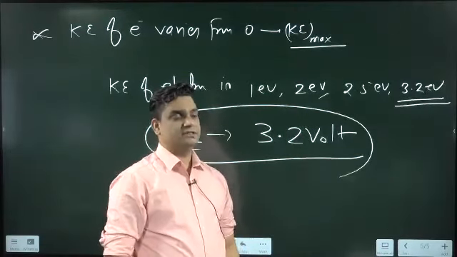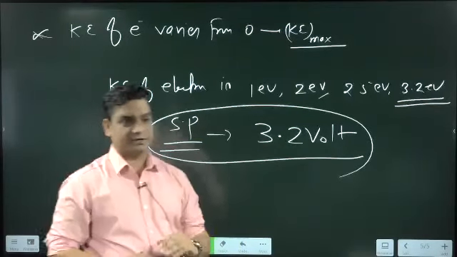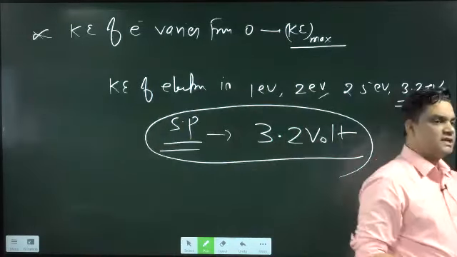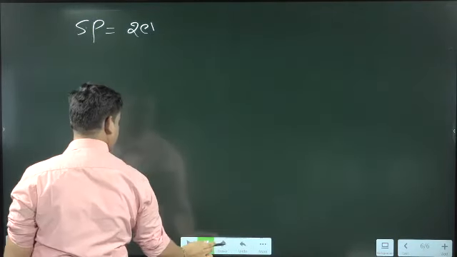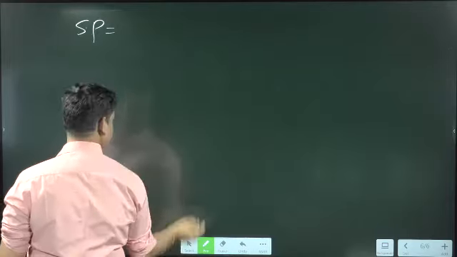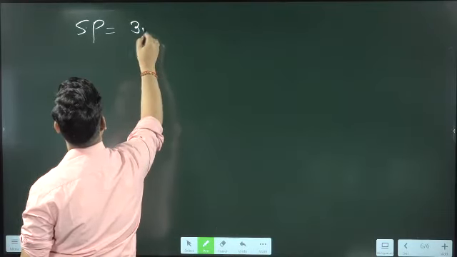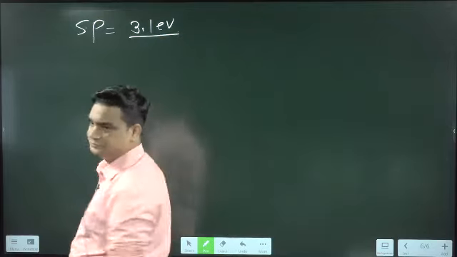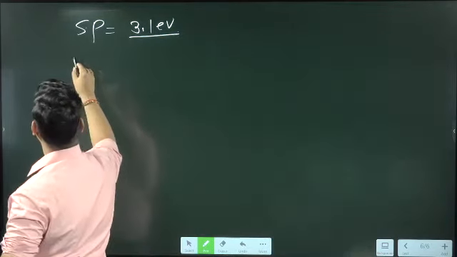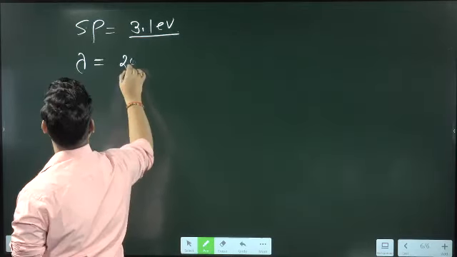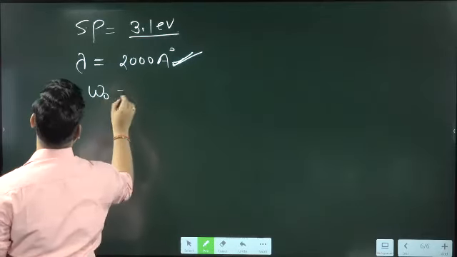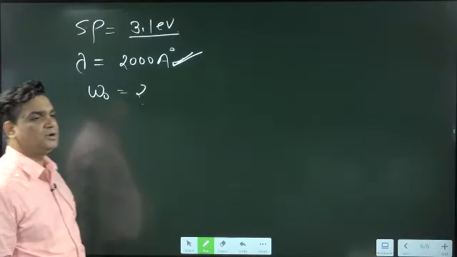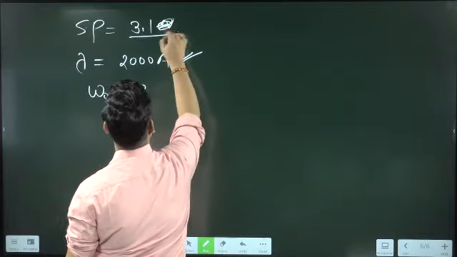Kinetic energy varies from 0 to KE max. Next question: suppose a stopping potential is given to you. Suppose the stopping potential is 3.1 electron volt, and the incident wavelength lambda is 2000 angstrom. They are asking what the work function should be. Find the work function. The stopping potential of 3.1 volt is given.